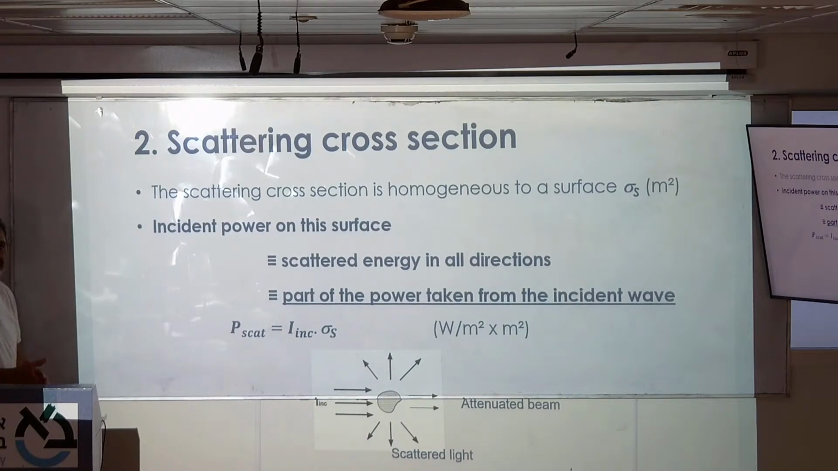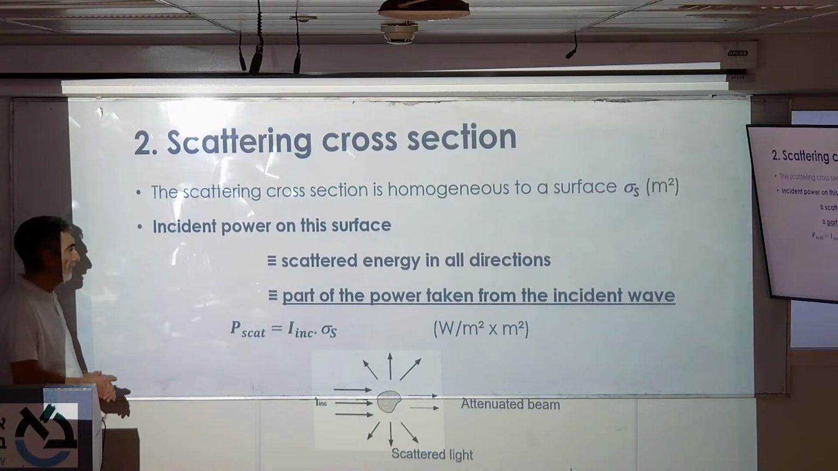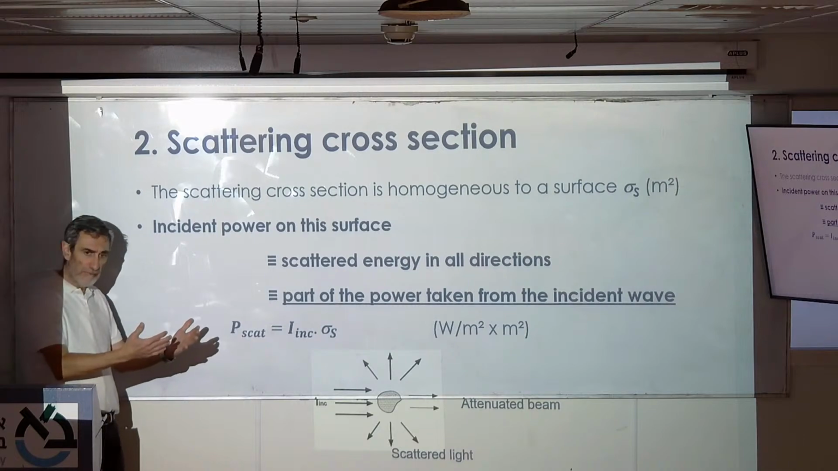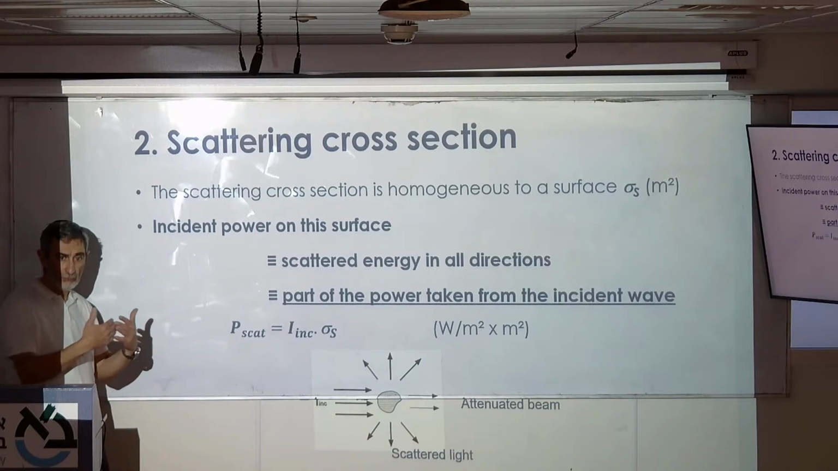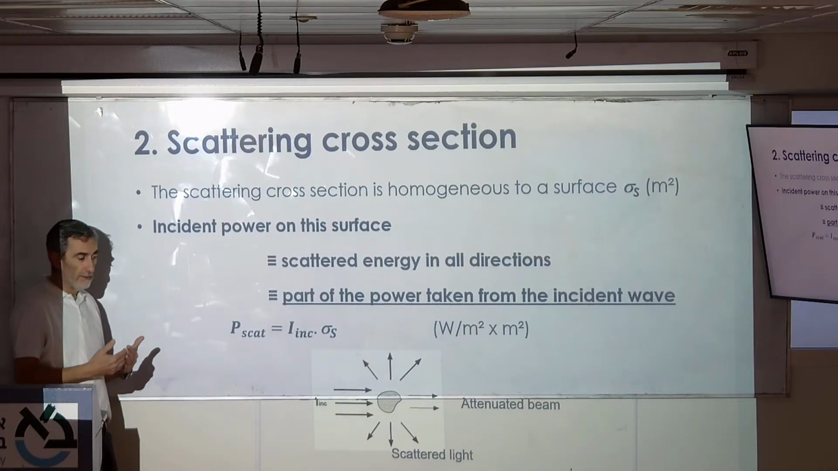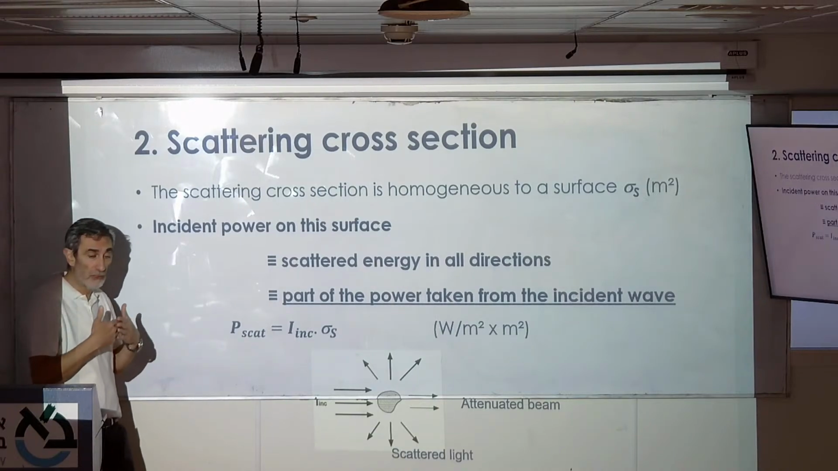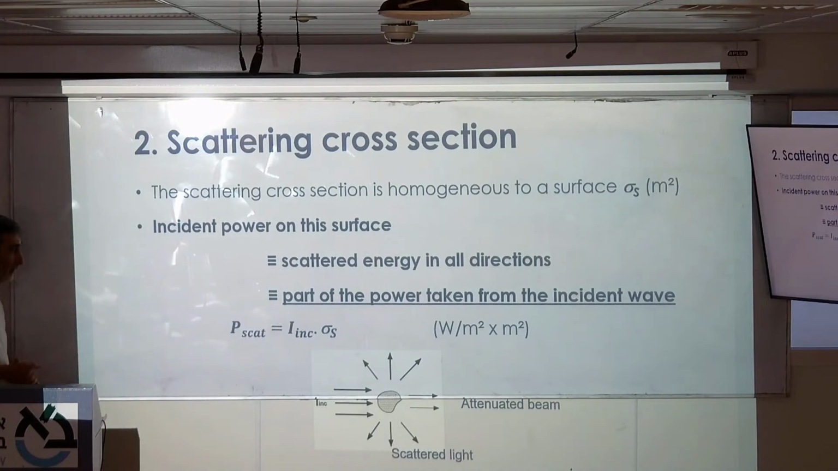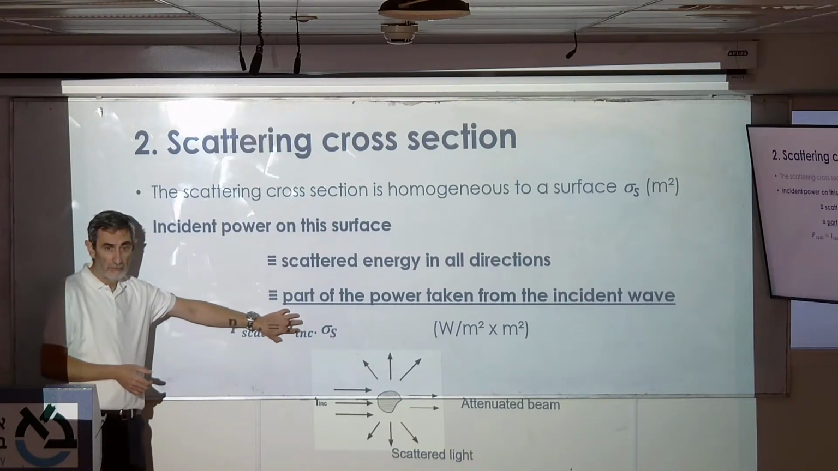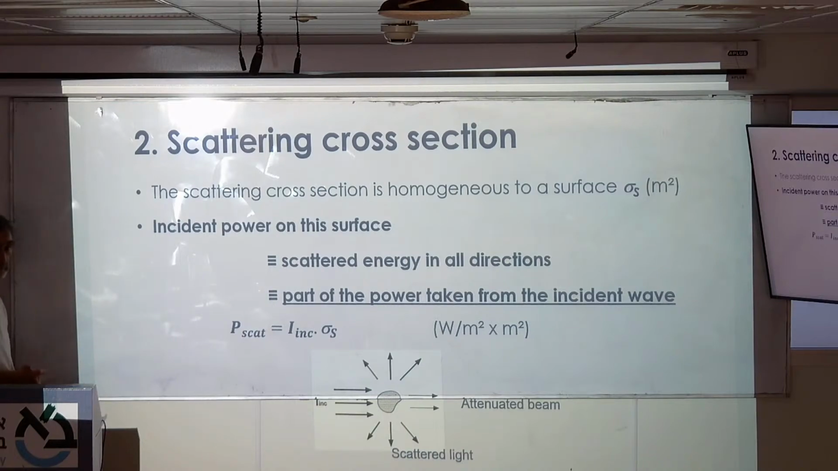I don't understand what the power is. Power or intensity, it's the same. You have an incident wave. When the power of this incident wave meets the scatterer, part will be scattered in all directions, so it is lost for the direct wave. This part which is lost, compared to the incident intensity, gives you a surface which is the scattering cross section.